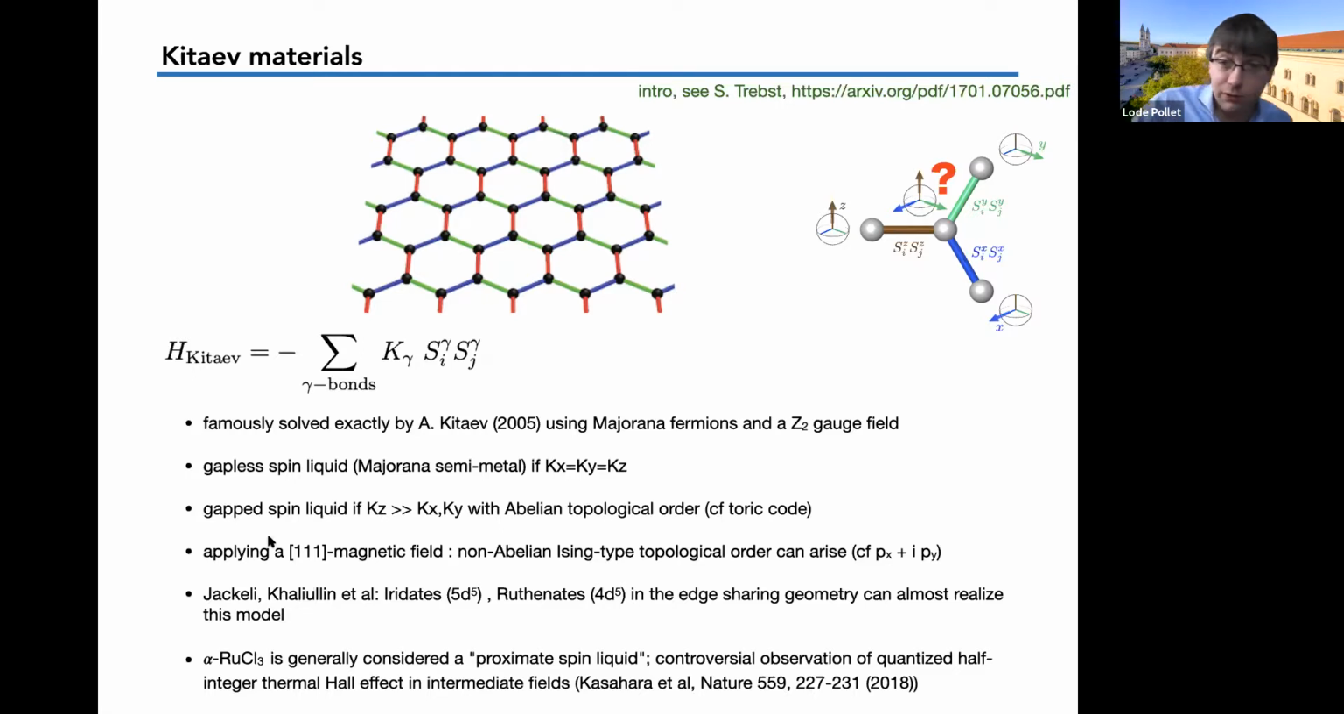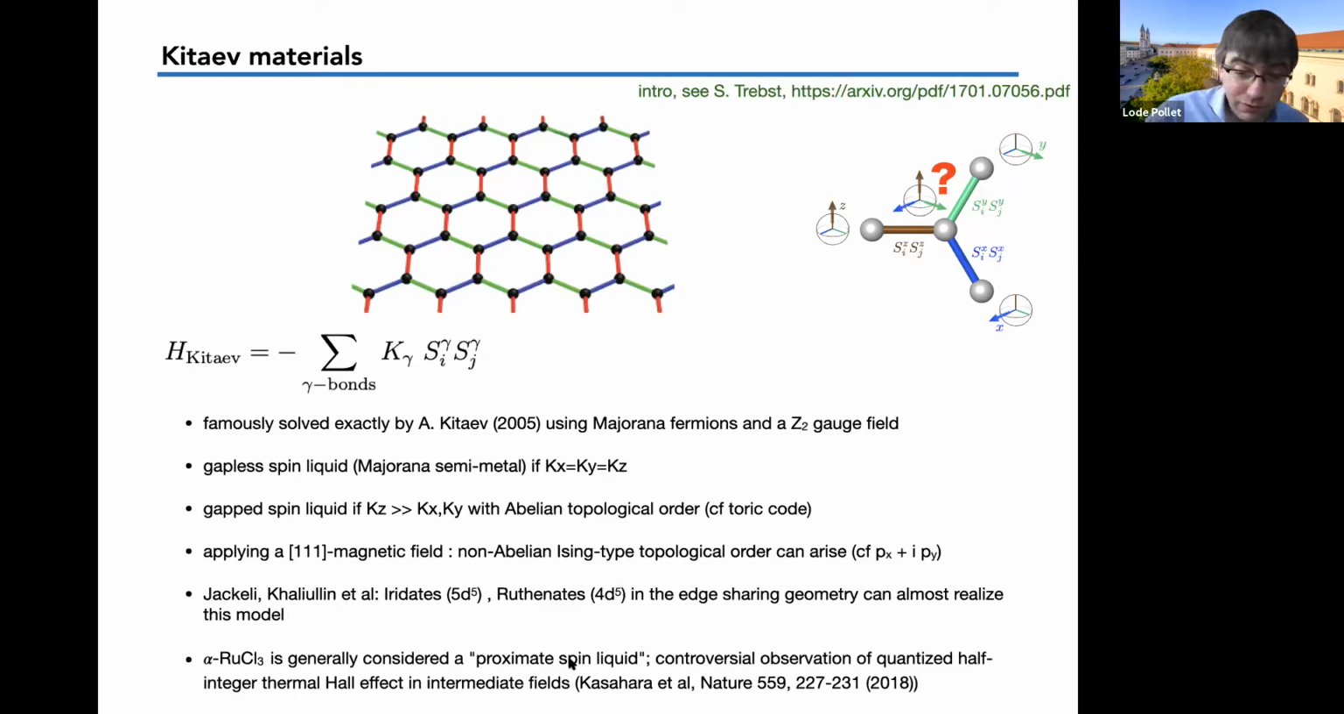And what I found also very surprising is that theorists have said, well, there are components, such as the iridates and the ruthenates, in the edge-sharing geometry that can almost realize such anisotropic interactions. There are, of course, some residual terms. And it is currently believed that one of those here, namely ruthenium trichloride, is very close to such spin liquids. It's considered a proximate spin liquid.